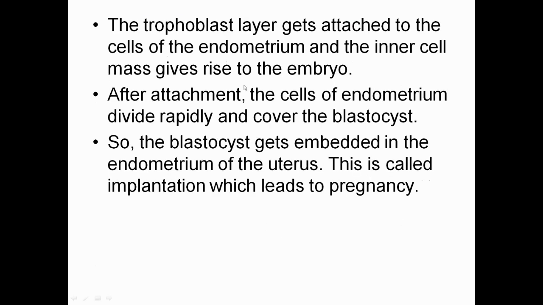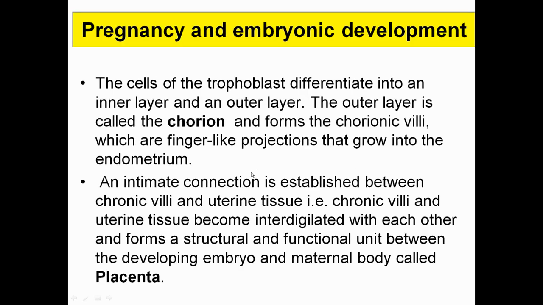Now this trophoblast is going to attach to the endometrium and give rise to a full-fledged embryo. After attachment, the cells of the endometrium divide rapidly and cover all of the blastocyst. The blastocyst gets embedded completely inside the endometrium of the uterus, and this ultimately leads to pregnancy. Now come to the various stages of pregnancy along with the embryonic development inside the uterus.